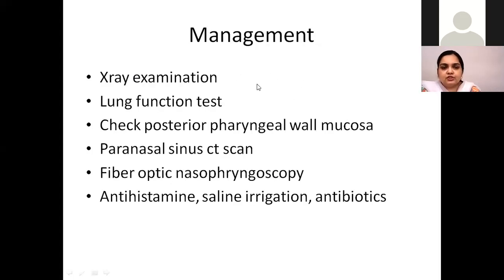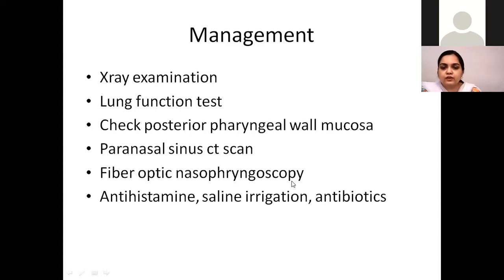X-ray examination. The first one, we will go for the patient X-ray examination. Lung function test. We will do the lung function test as well to exclude any lung disorders, lung pathology. Posterior pharyngeal wall mucosa, simply by depressing the tongue and checking the mucosa. Paranasal sinus CT scan we can do. Antihistamine, saline irrigation and antibiotics.